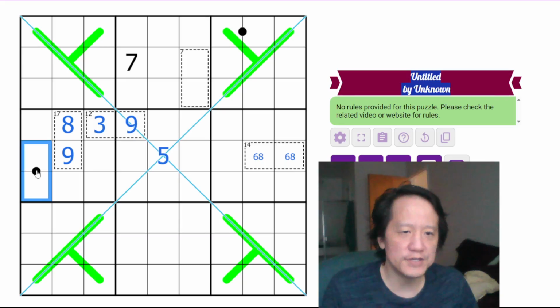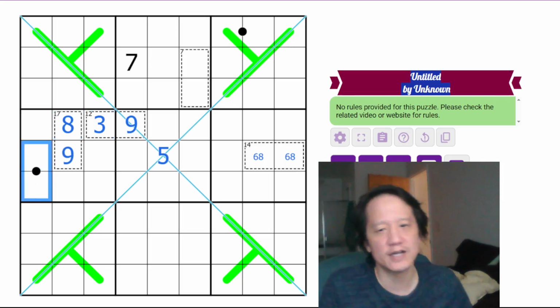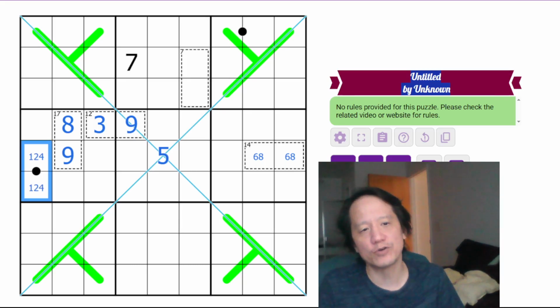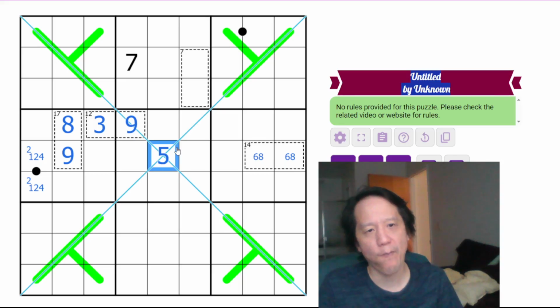This is in a 1-to-2 ratio. It cannot be 3 and 6. It cannot be 8 and 4. It has to be either 2 with 1 or 4. So 2 has to be one of these two digits.